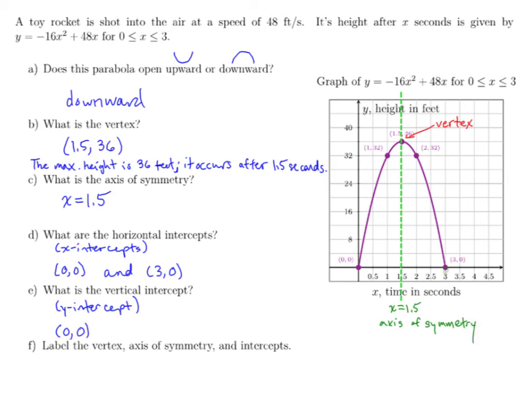The horizontal intercepts, which in this case were the x-intercepts, were the points (0, 0) and (3, 0), so I'll draw some arrows to those. Those are my x-intercepts. And then lastly, this point (0, 0) was also a y-intercept, or a vertical intercept, so I'll label that. And those are the key features of this graph that we have drawn.